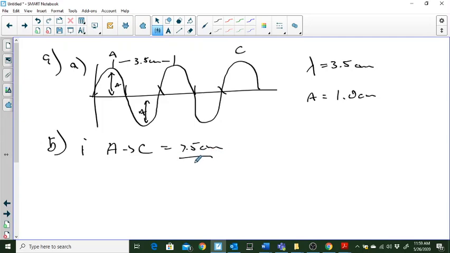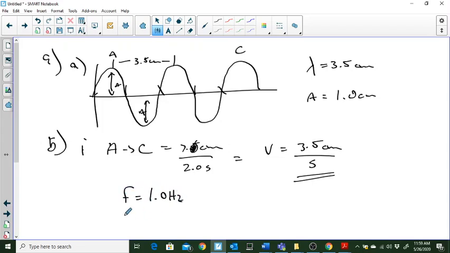The time for that, we're told, is 2 seconds. So that means our velocity is equal to 3.5 centimeters per second. That's our velocity. And then they said, well, what's the frequency of the wave? The frequency is equal to 1 hertz. And the source frequency would also be equal to 1.0 hertz.